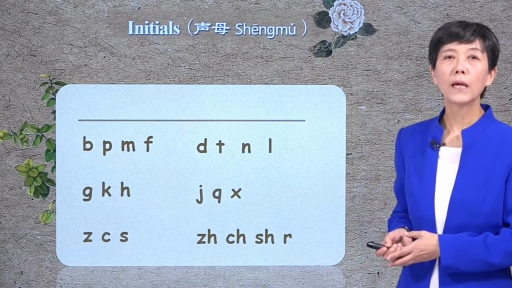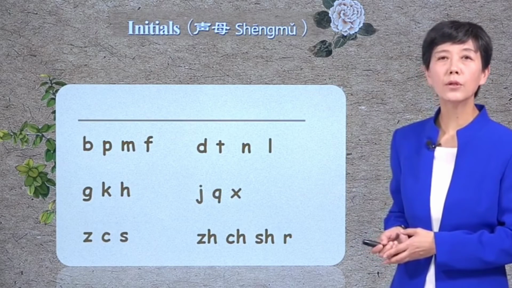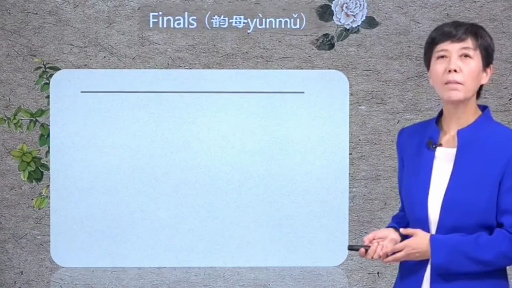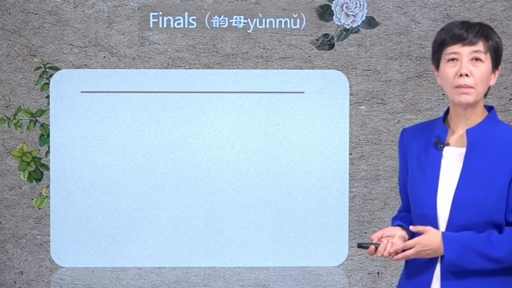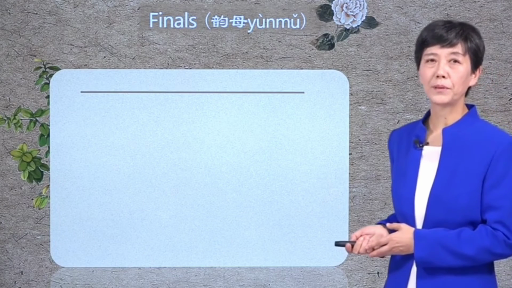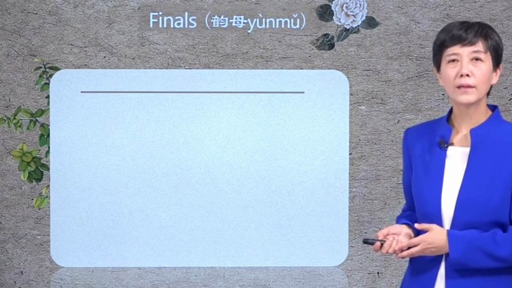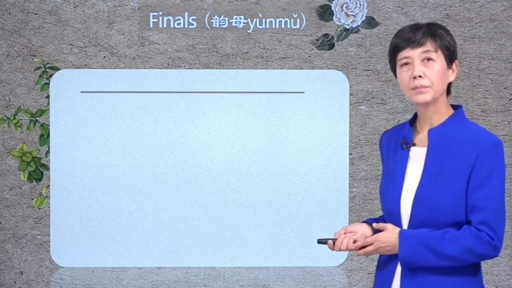When we are pronouncing these initials, we add a final with each of them for the sake of convenience. There are 6 single finals and 30 compound finals. According to the way of compound, the finals can be divided into 8 groups. You may listen to me first and then practice on your own. Let's see the single finals.